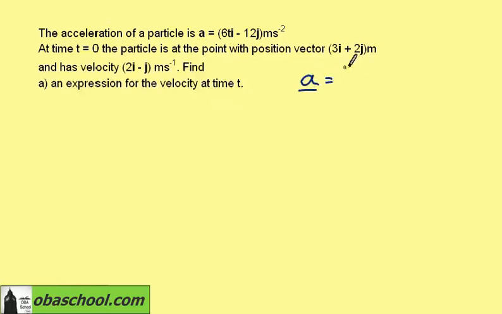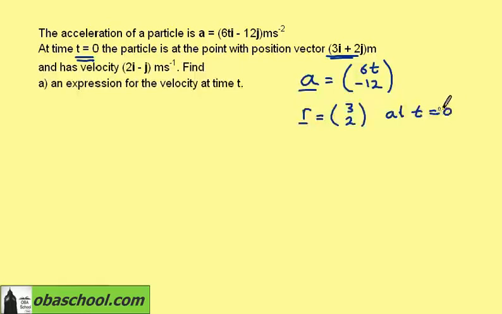We're given that a is 6t minus 12, and the information we're given is that at t equals 0, the position vector is 3i plus 2j, so r is equal to (3, 2) when t equals 0, and also that the velocity is (2, -1) when t equals 0. We want an expression for the velocity at time t.